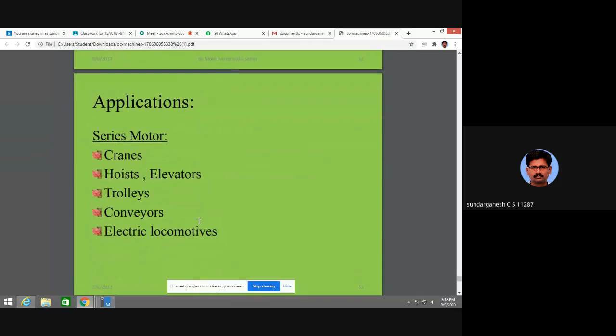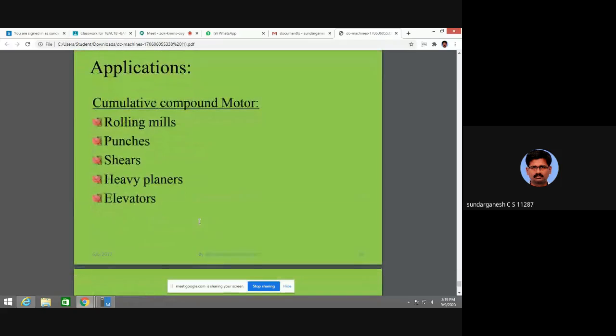Next one is the series motor. The series motor has a high starting torque, so it has more driving power. So it is used for cranes to lift a heavy load, hoists and elevators, same thing. Trolleys, same purpose. Conveyors to move the garments from one place to another. Electric locomotives are also transport equipment. So in order to move or lift a heavy load, you should go for the series motor.